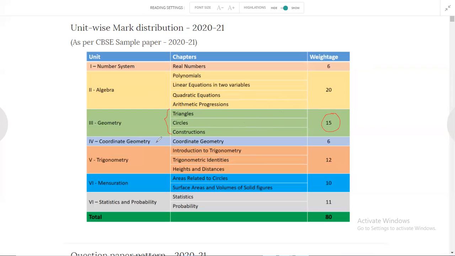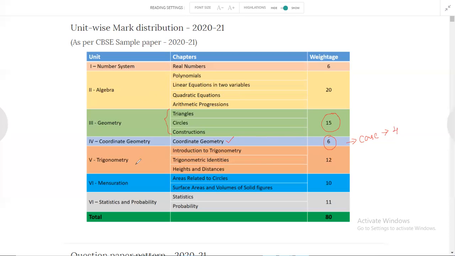Next is coordinate geometry. There is only one chapter, coordinate geometry itself, and the total weightage of the chapter is 6. As you know, the topics coming from this chapter are distance formula, section formula, and midpoint formula. As per the new sample paper, one case study question is coming from this chapter, which carries 4 marks. So the remaining 2 marks can be either from distance formula or from section formula.